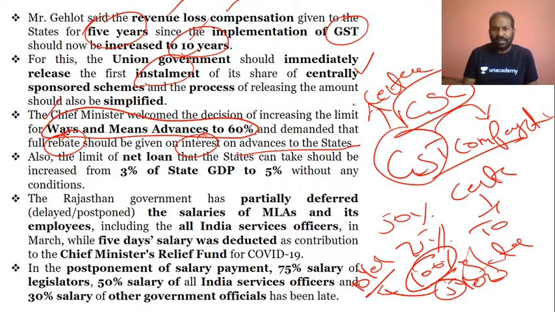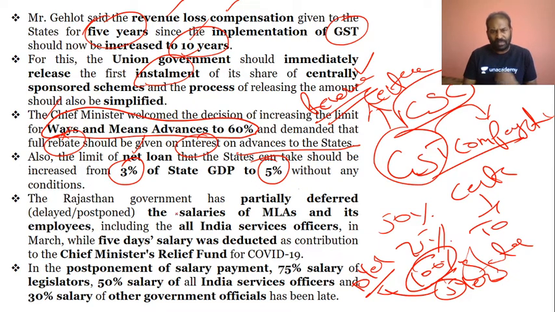So therein he is totally focusing on the revenue for the states. Ashok Gehlot, the Chief Minister of Rajasthan, is focusing on how they can go ahead with increasing the revenue of the states. And net loan should be increased from 3 percent of the state GDP to 5 percent. Is that what is the demand by even the Rajasthan Chief Minister?